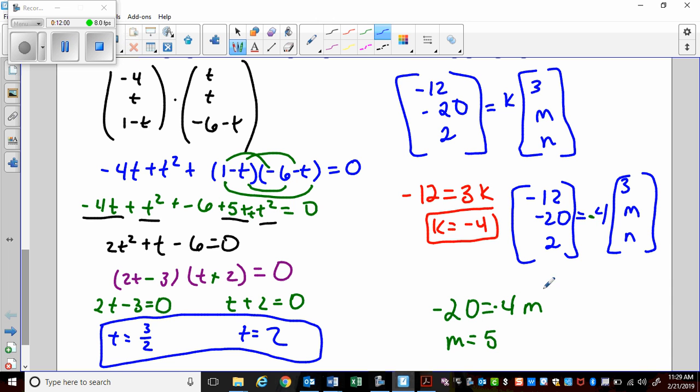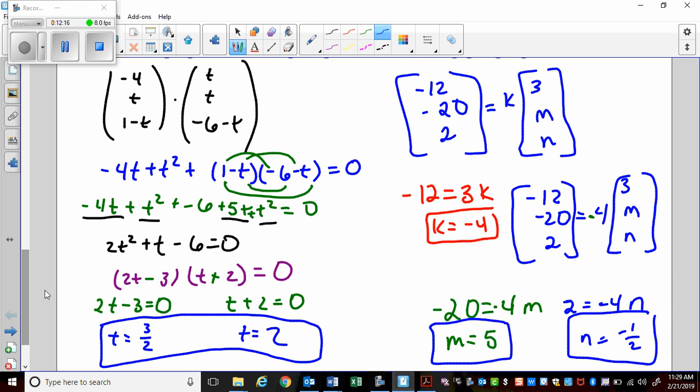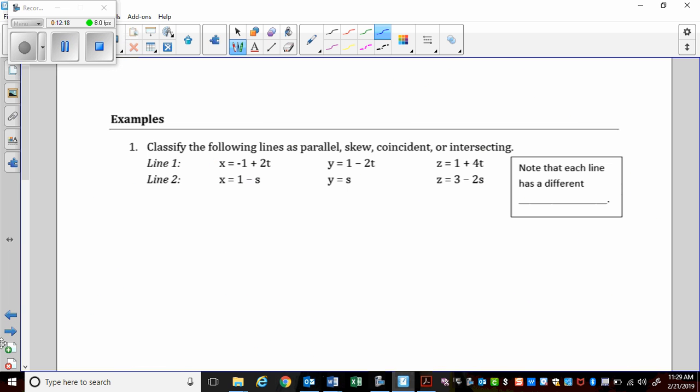I'm going to do the same thing for n. 2 equals negative 4 times n. If I divide by negative 4, I get n equals negative 1/2. Right? Try it, make sure I'm right. Alrighty, let's keep going.